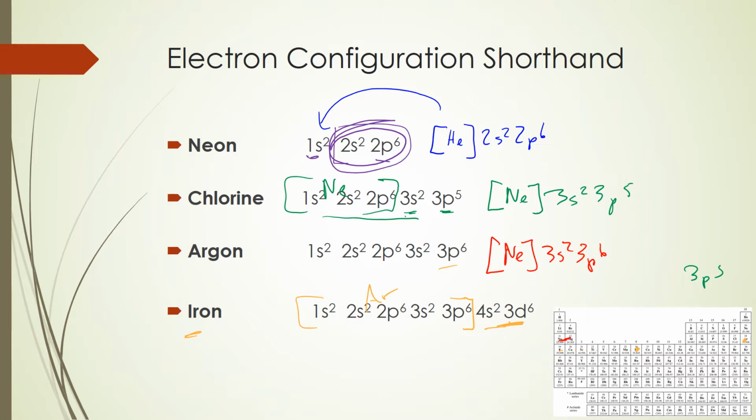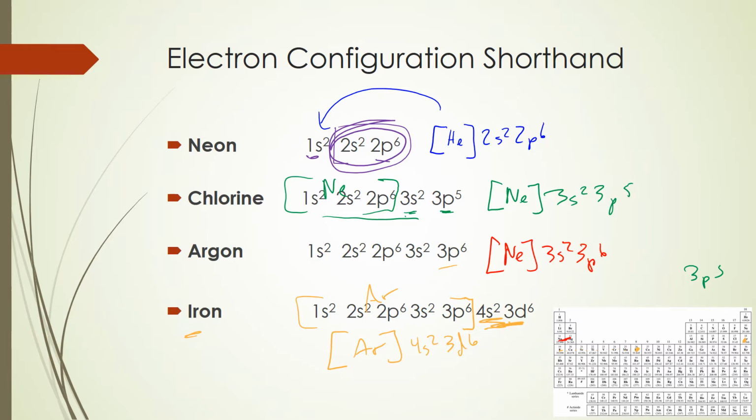So we can save ourselves some time when we write it like that. We put parentheses. We put the Ar. Argon ends on 3p6, so we don't have to write anything before 3p6. We just write what's left over, in this case, 4s2 3d6. That's the noble gas configuration, aka the shorthand electron configuration.